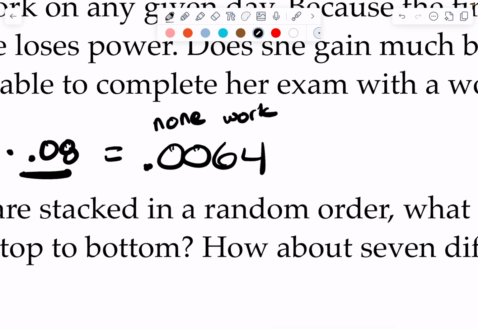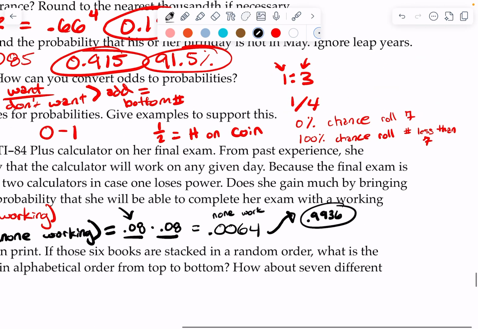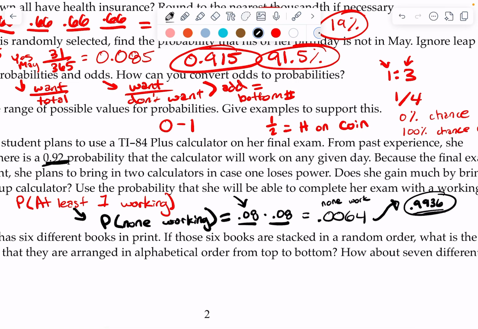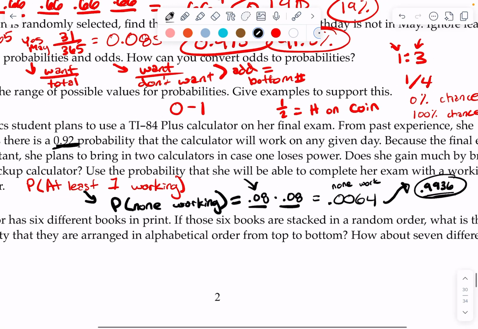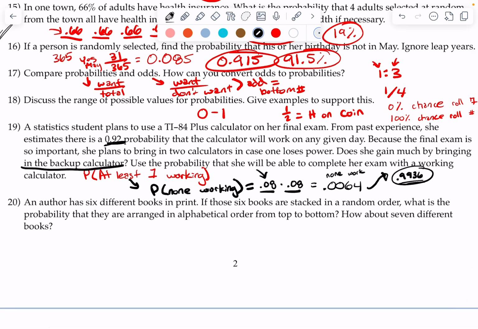So the chance that at least one works is 0.9936. If I have a 92% chance of one calculator working and it bumps up to 99.36%, that's a pretty good idea of bringing a second calculator. Does she gain much by bringing in the backup calculator? Yes, because it bumps it up from 92% to 99.3% or 99.4%. This is the chance that she will be able to complete her exam with a working calculator.